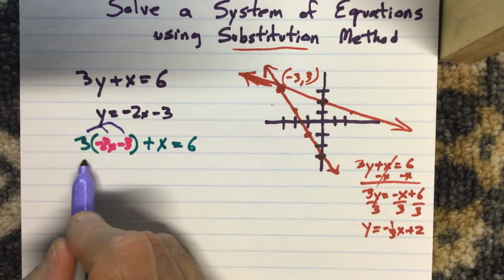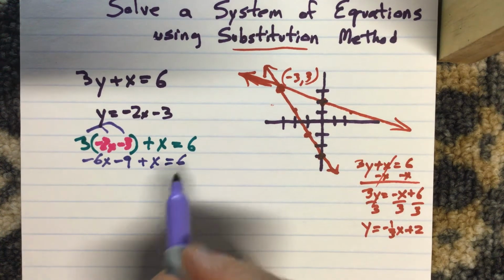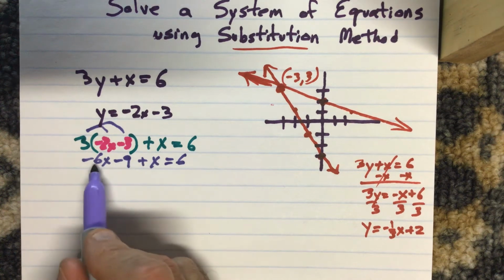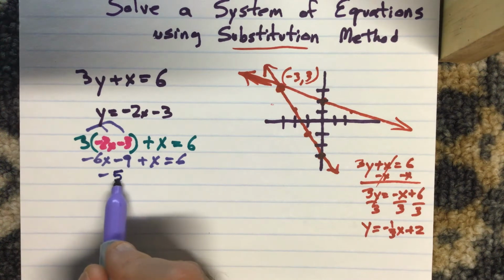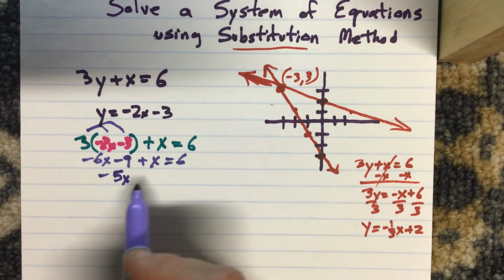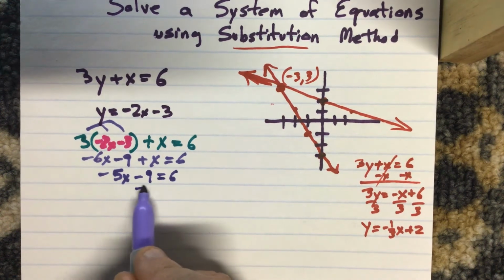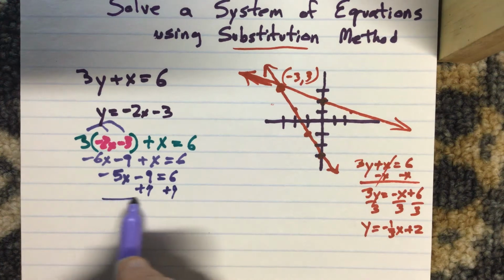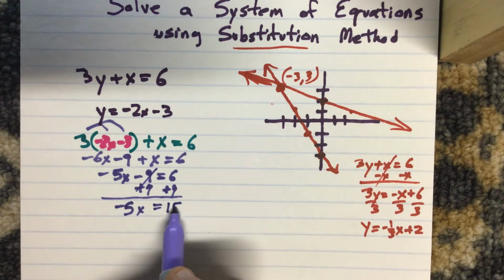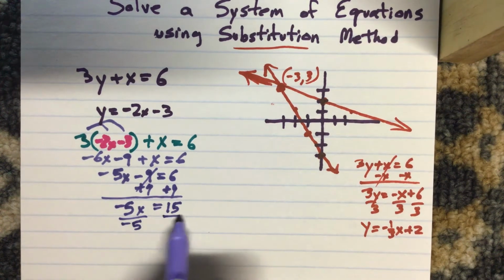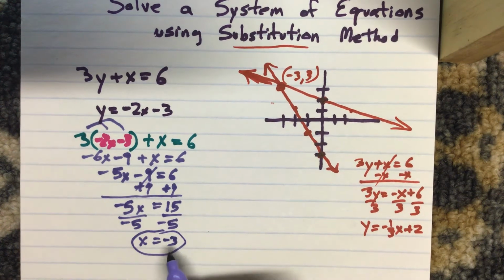So I multiply this out. That's -6x minus 9 plus x equals 6. Combine these like terms here, -6x and 1x is -5x. And minus 9 equals 6. Add 9 to both sides. -5x equals 15. Divided by -5. And I get x equals -3. That's the x coordinate of my solution.